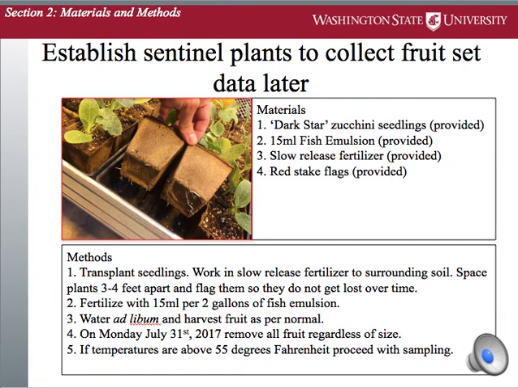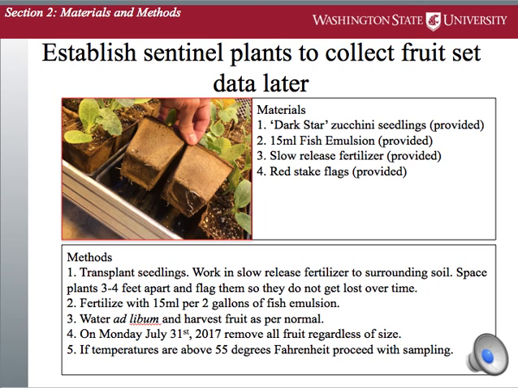So the first method that I am asking you to do is to establish your sentinel plants to collect your fruit set data later on in the season. So you will be given the Dark Star zucchini seedlings, a 15 milliliter vial of fish emulsion, a slow release fertilizer, and red stake flags. All of this will be coming to you via mail.